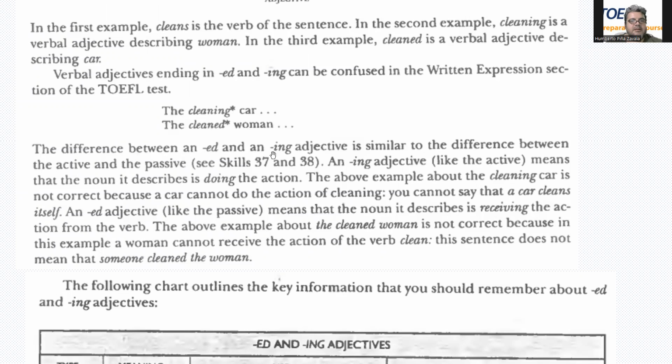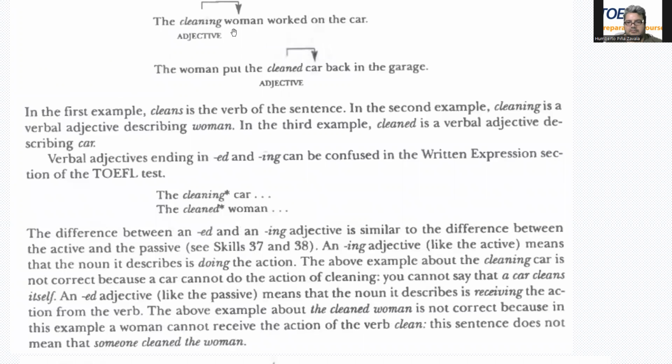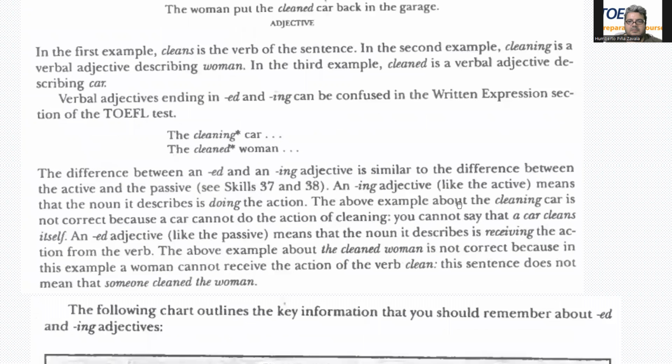The difference between an ed and ing adjective is similar to the difference between the active and the passive. An ing adjective, like the active, means that the noun it describes is doing the action. For example, the cleaning woman, right? The example about the cleaning car is not correct because a car cannot do the action of cleaning. You cannot say that a car cleans itself.